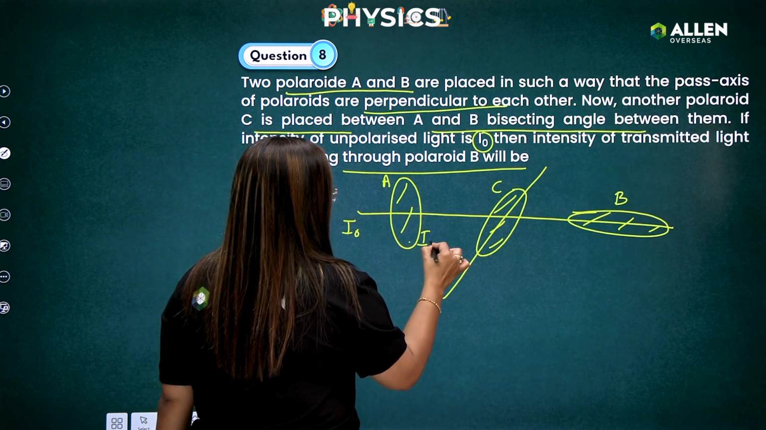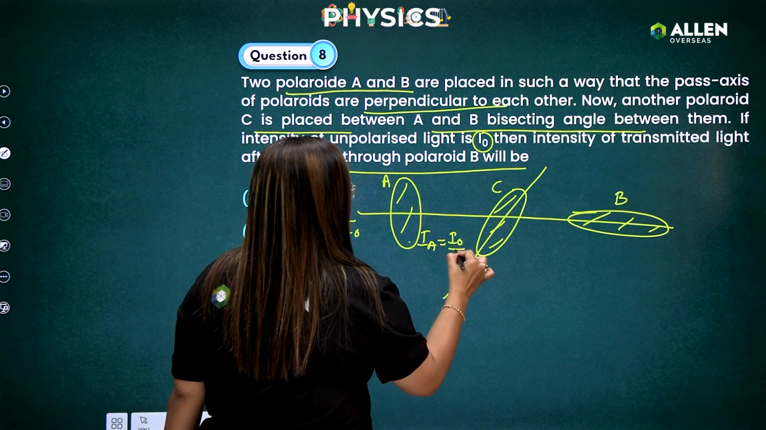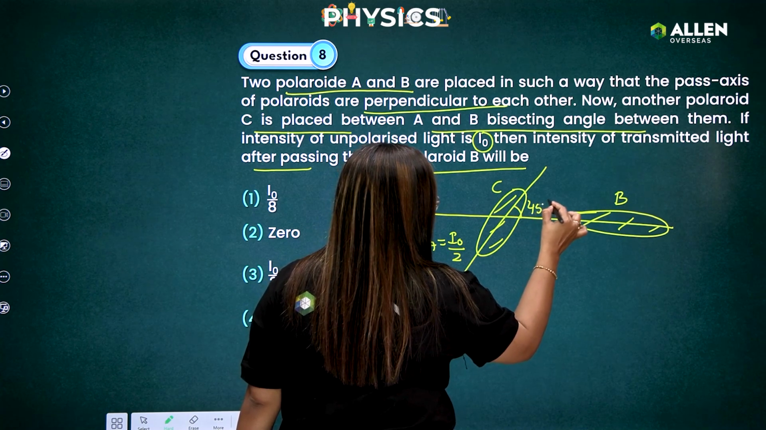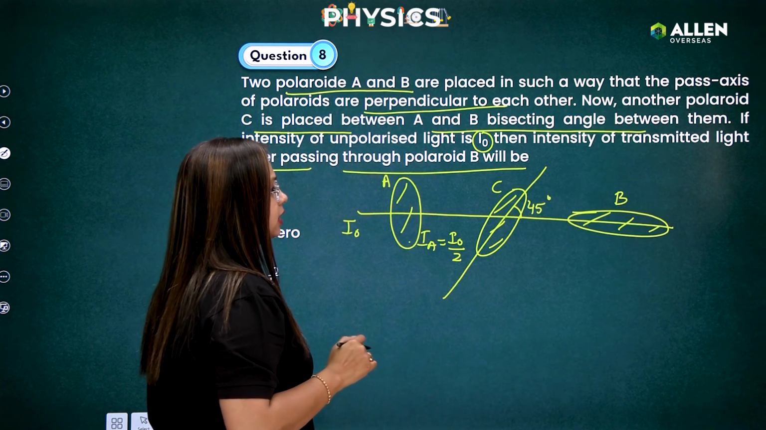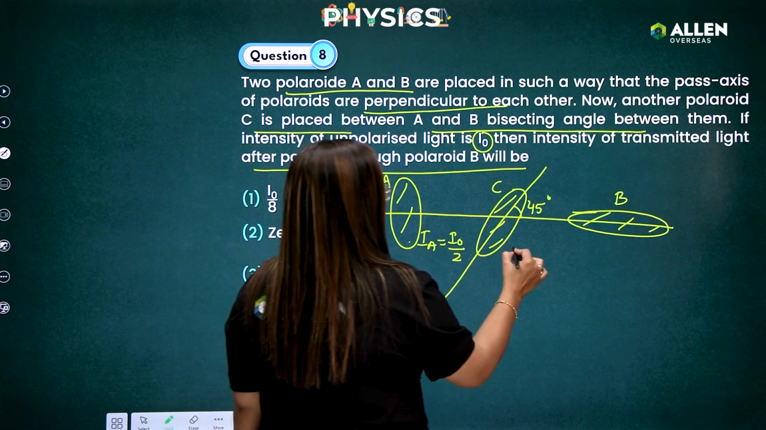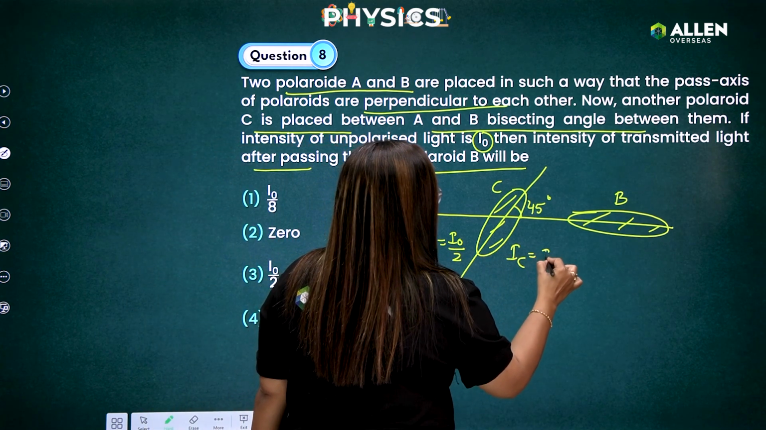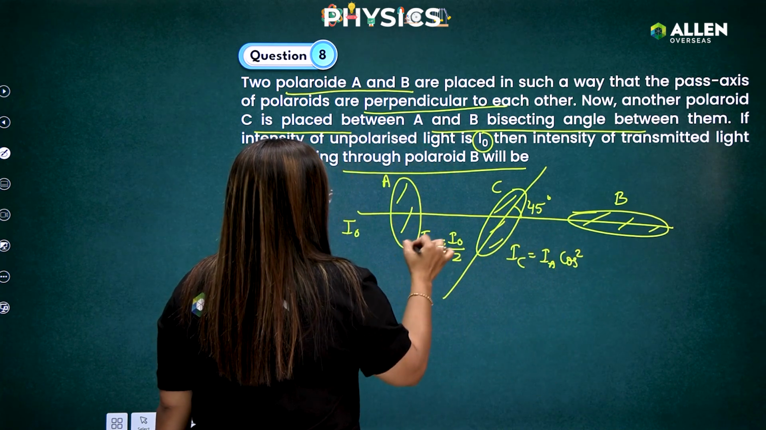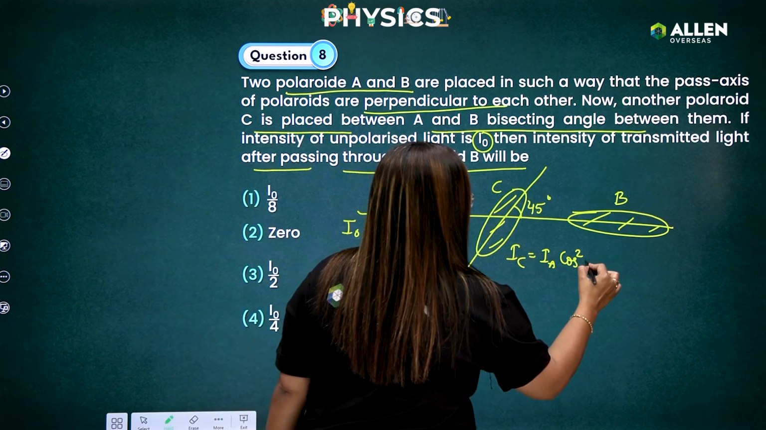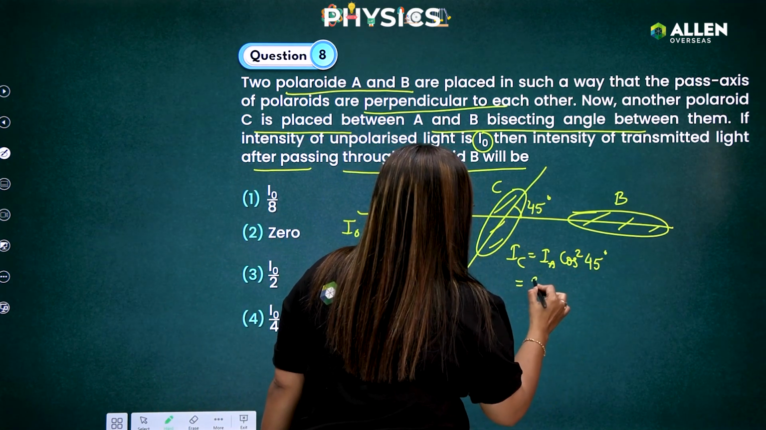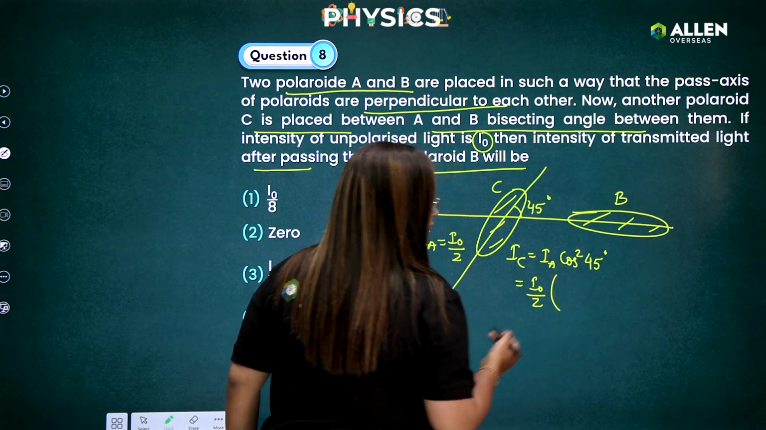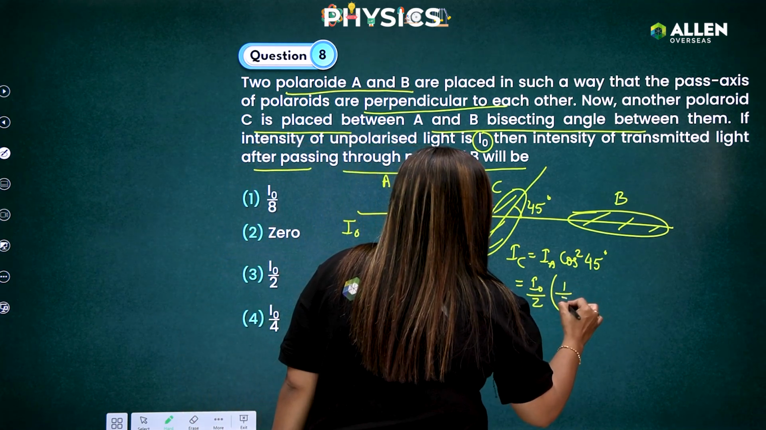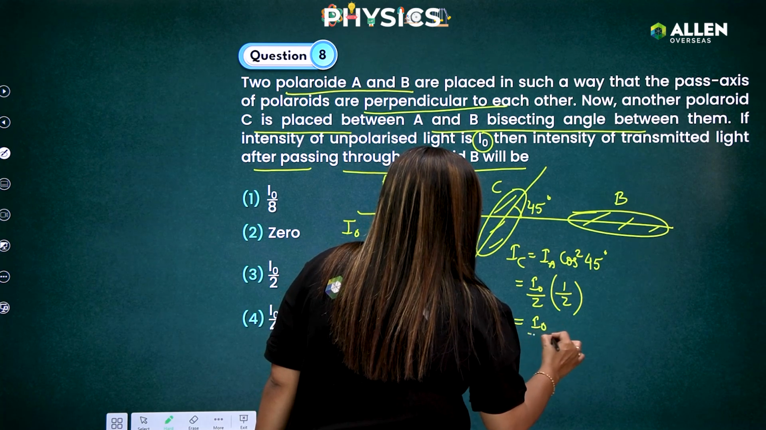So here we can write IA is nothing but I0 by 2. We know this, that after this it should be I0 by 2. And how much angle is it making here? It is making an angle of 45 degree as it is bisecting the angle. If you wish to find out the value of IC, then it should be equal to IA cos square theta, where theta between Polaroid A and Polaroid C is 45 degree. So this is I0 by 2, cos 45 is 1 by root 2, and the square of 1 by root 2 is 1 by 2. So this is going to give us I0 upon 4, but this is IC.